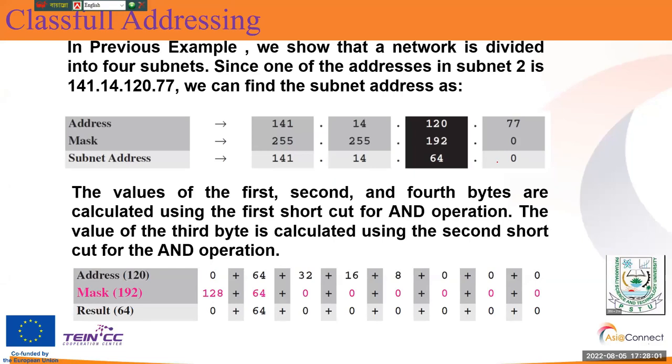The values of the first, second, and fourth bytes are calculated using the first shortcut for the AND operation. The value of the third byte is calculated using the second shortcut for the AND operation. We have already discussed it. In this way, we can calculate the subnetwork address of this network by using the masking address. Where do we get the mask? From slash 18, which means 255.255.192.0. This is the mask address or subnet mask address.